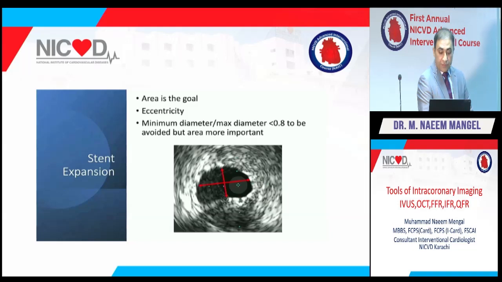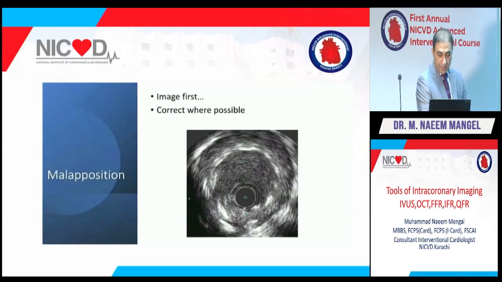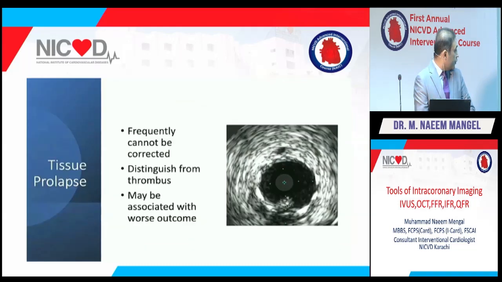So for the stent expansion, you should try to make your stent as expanded as possible. Eccentricity should be avoided. It should be as circular as possible. And for the malapposition, you should understand the difference between under expansion and malapposition, because when the whole stent is not touching the vessel wall, it is an under expanded stent. But if a few struts are not reaching the vessel wall, it is malapposition. So we should avoid these things.